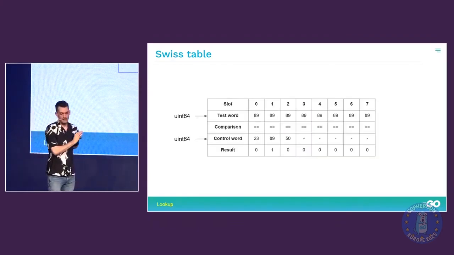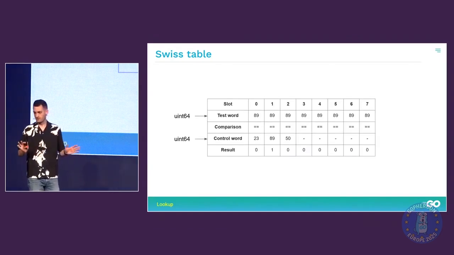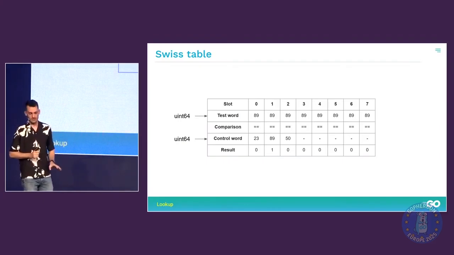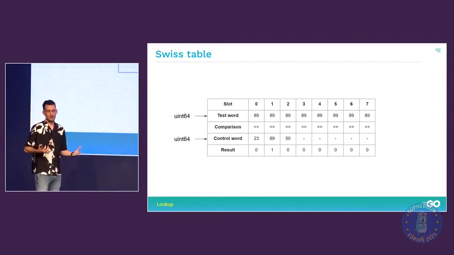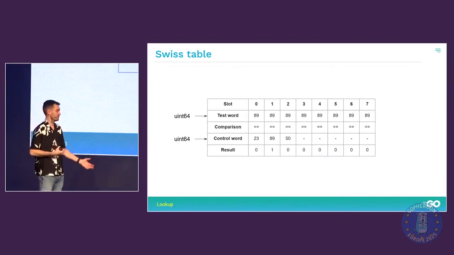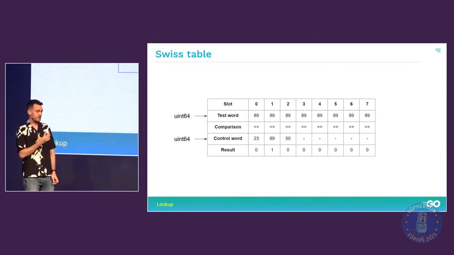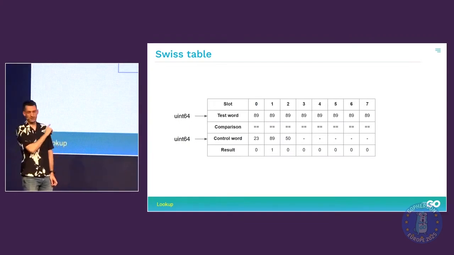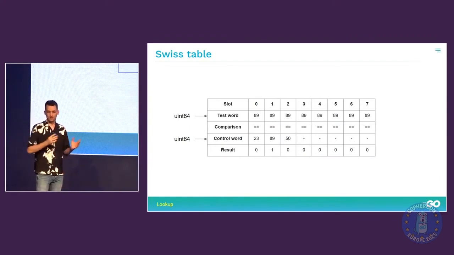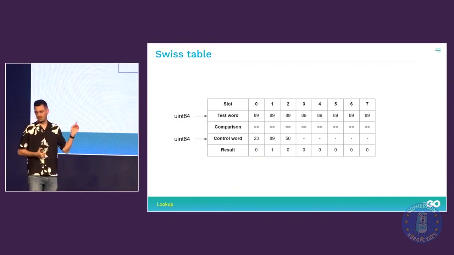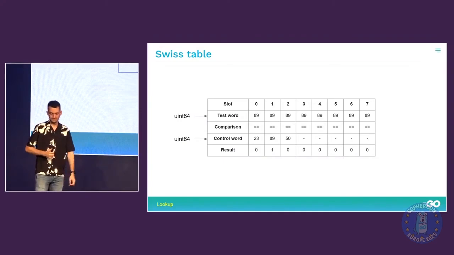Now remember that the control word is just a uint64. I made it wide on the screen, but it's just a uint64. There's 1 byte for each slot. And what we really want to know is which bytes within this 64-bit value are equal to 89, which is our h2. And as I said, we could just loop over all of the bytes and do a comparison. But if you're familiar with SIMD operations, you probably know that this kind of byte-wise operation within a larger value is precisely the purpose of SIMD. And you can actually do this kind of byte-wise comparison with a single SIMD instruction.